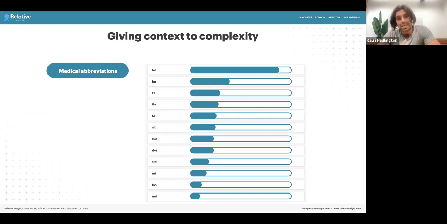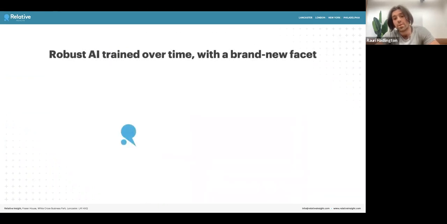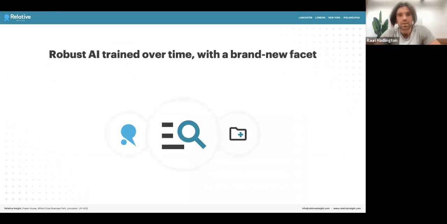So by adding this layer of context, by adding this layer of specificity to the lexicon, we're able to make the platform that much more user-friendly. What's really important is that Relative Health is still underpinned by the robust AI that has been trained over time, but just with this brand new facet.